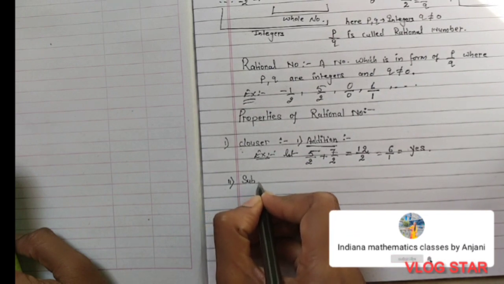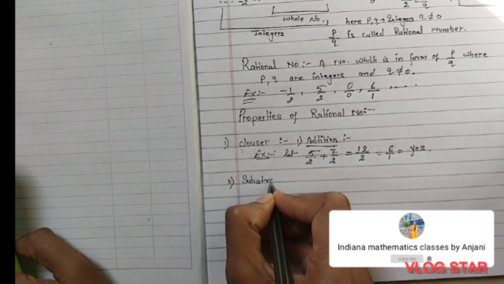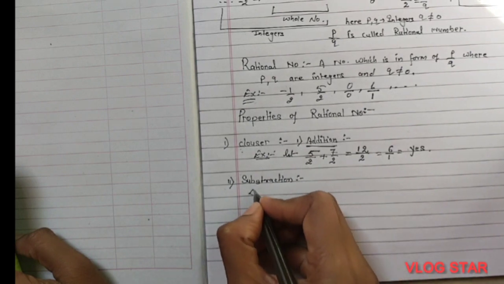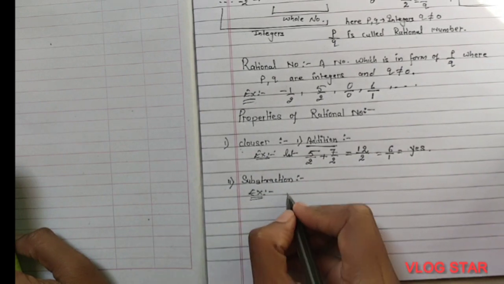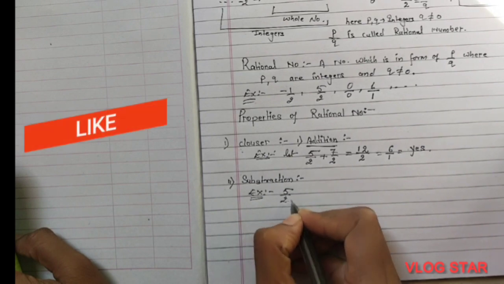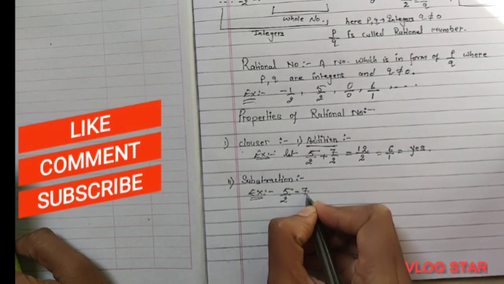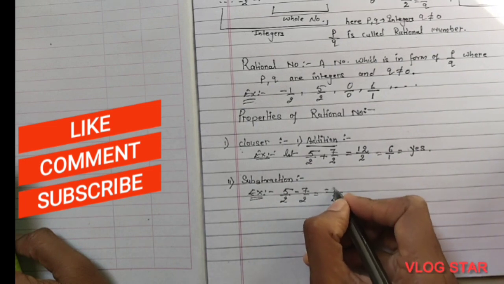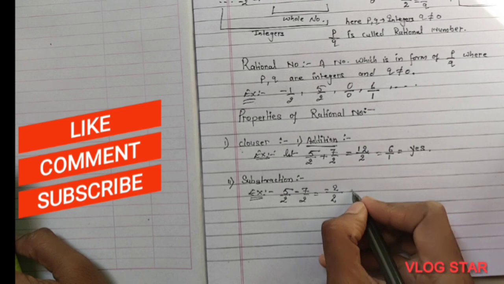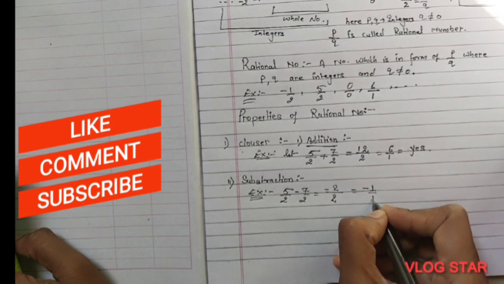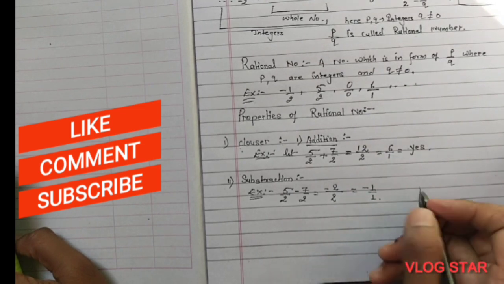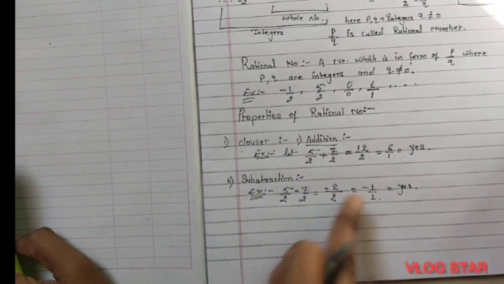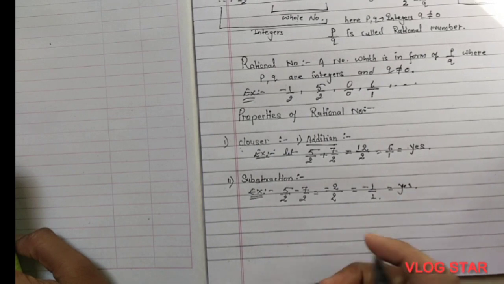Now the second is subtraction. We will check whether it is satisfied for subtraction or not. Let's take the same example with subtraction: 5 by 2 minus 7 by 2. What will we get? We will get minus 2 by 2, that means we get minus 1. Is it a rational number? Yes, it is a rational number. Means the closure property is satisfied for the subtraction operation.